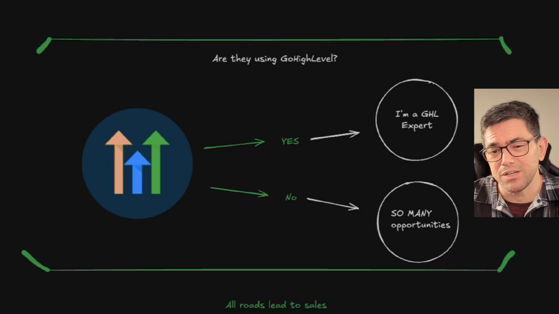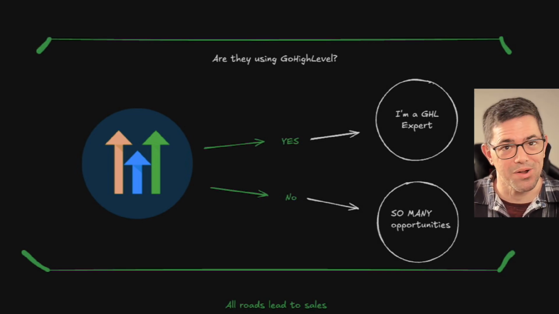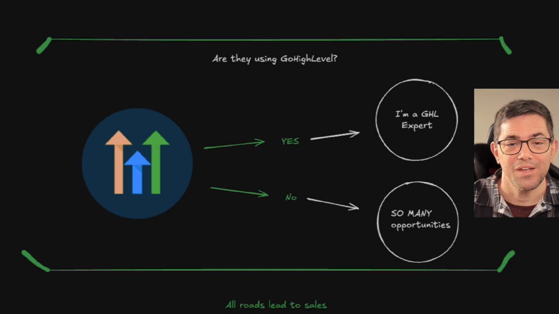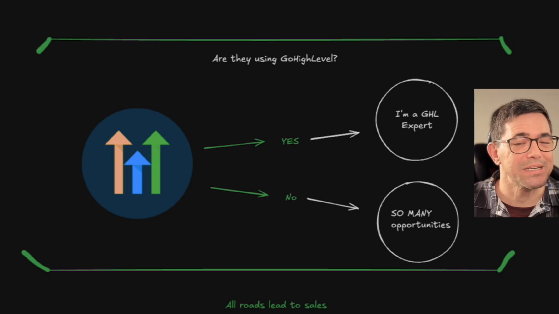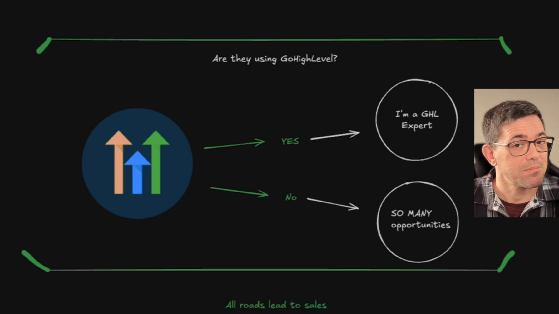And this is really cool because if they are using Go High Level, you can say, hey, I am a Go High Level expert. I know everything about Go High Level. I can help you, right? So I can make your Go High Level work as a Ferrari instead of an old dusted Beetle, right? If they're not using Go High Level, guess what? You can actually sell them on Go High Level.